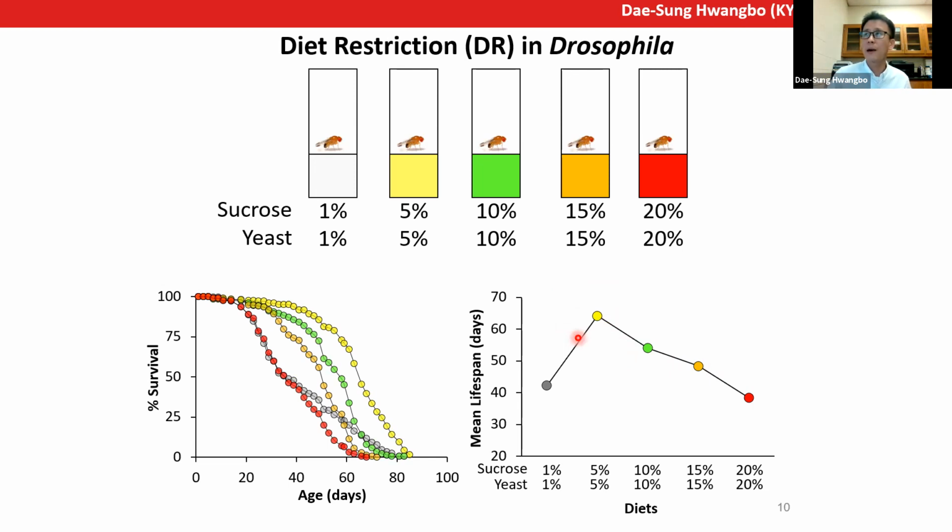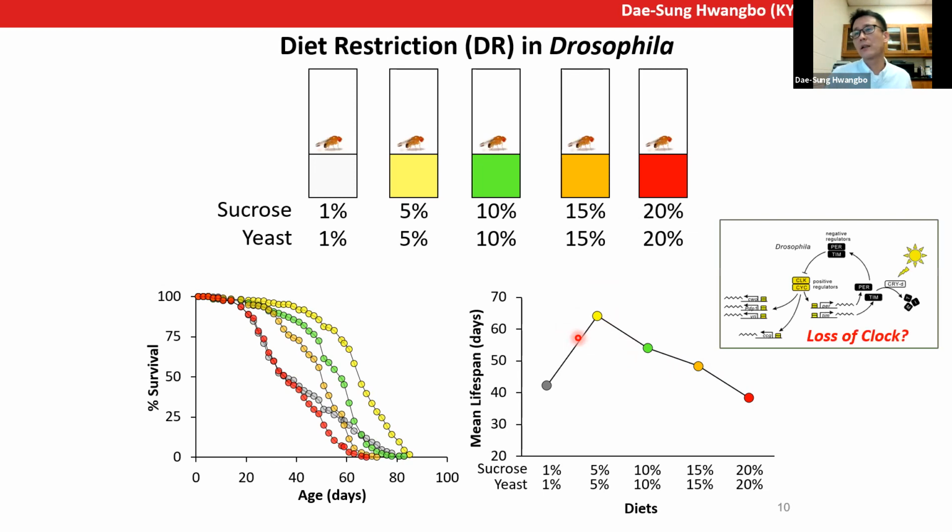Now, my question is whether the circadian clock is important for this phenotype. Suppose you remove the circadian clock, what happens? Generally, is lifespan reduced or increased? Or, more specifically and more importantly, does diet restriction still hold true or not? That was my question.